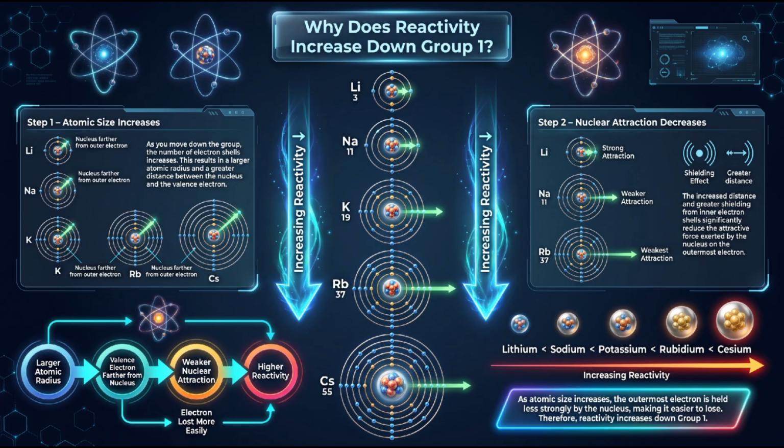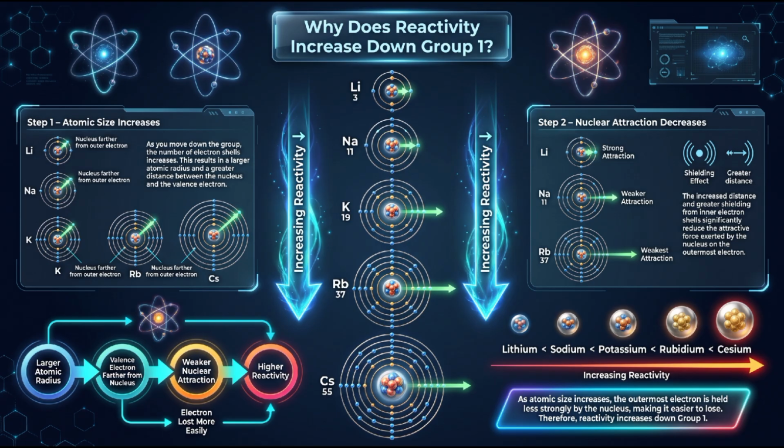The image also presents the reactivity order of the alkali metals: lithium, sodium, potassium, rubidium, cesium. This means that lithium is the least reactive, while cesium is the most reactive among the stable group 1 elements. Every element below lithium reacts more vigorously because its outermost electron is easier to remove.